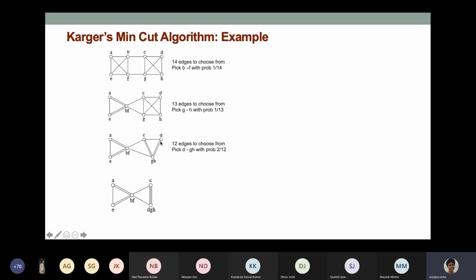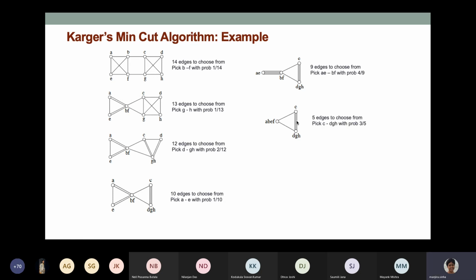So again it will collapse and it will become DGH, and there will be three connections between C and DGH. So now I have 10 equally likely edges. Say my system randomly chose edge AE with a probability 1 by 10. So it became AE, and four edges to BF. And now I have 9 edges. I randomly chose this edge with a probability 4 by 9. And my graph becomes like this. And I have 5 edges now. Say I now choose this one with a probability 3 by 5.